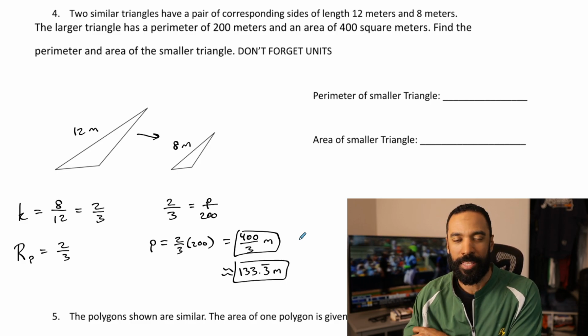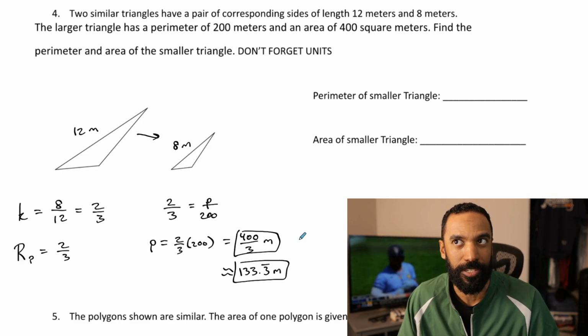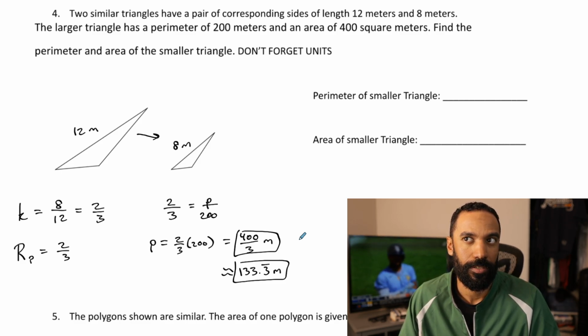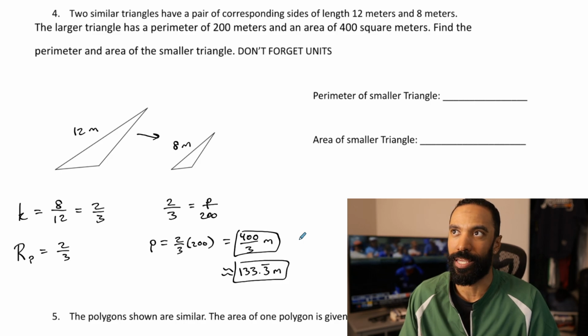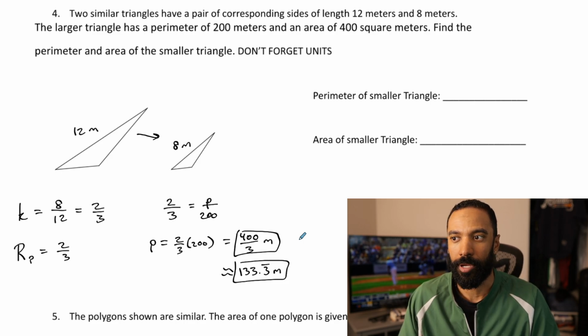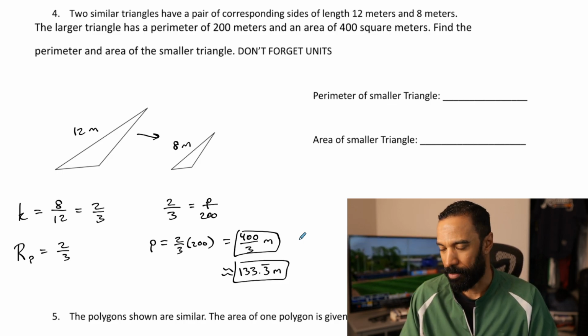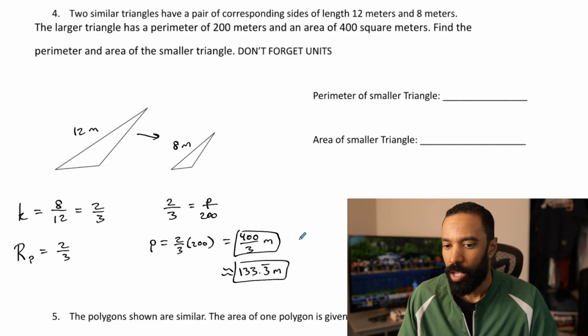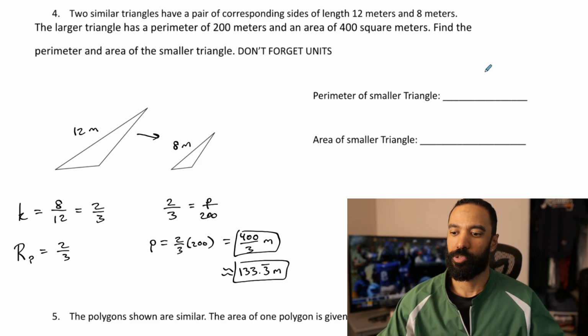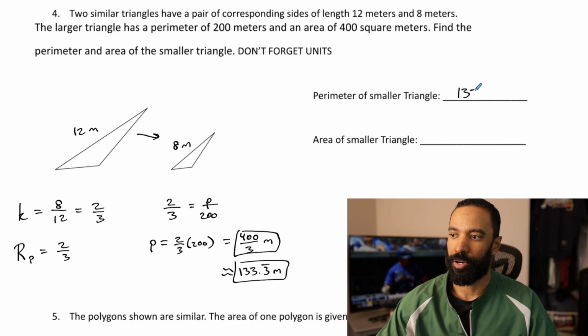My guess is maybe the 10 and the 3 were supposed to be used because that would be a clean number. I think you would get 60 meters. But I'm going with what it says on the 12 and the 8. I'm going to stick with that. Okay. Perimeter of the smaller triangle, about 133.3 meters. We'll go with it.